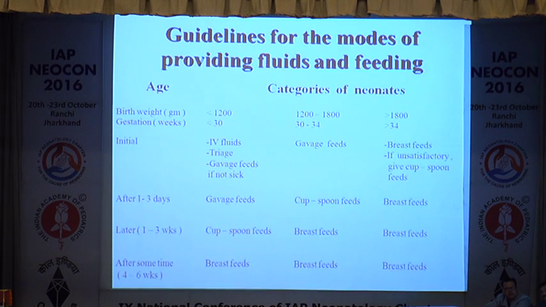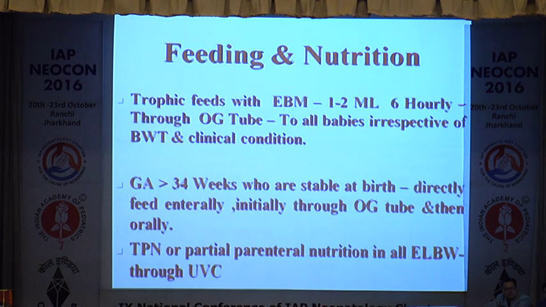So how will we start feeding in a baby if it's less than 1200 grams or less than 30 weeks of gestation? I said that it's IV fluid to start with, and if possible gavage feeding if the baby is not much sick, by NG tube or OG tube. And after 1 to 3 days we should start gavage, and subsequently cup and spoon feeding and breastfeeding. So we have got these guidelines on how to start feeding in such babies, low birth weight babies.